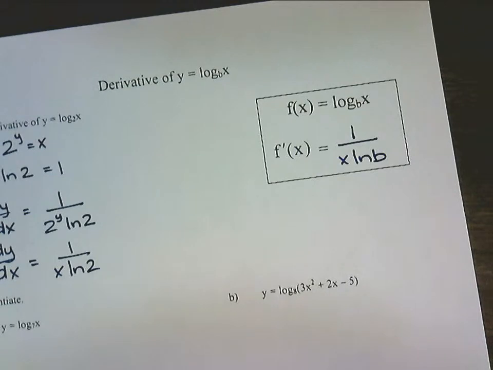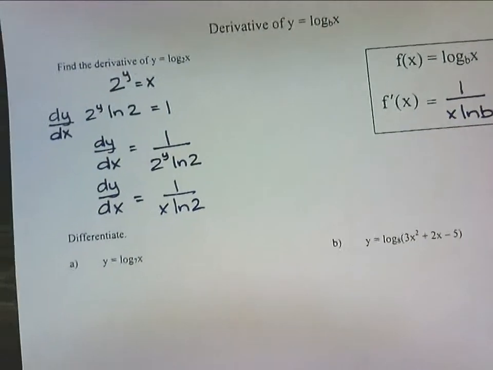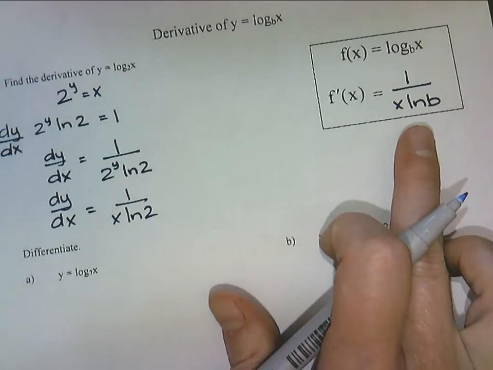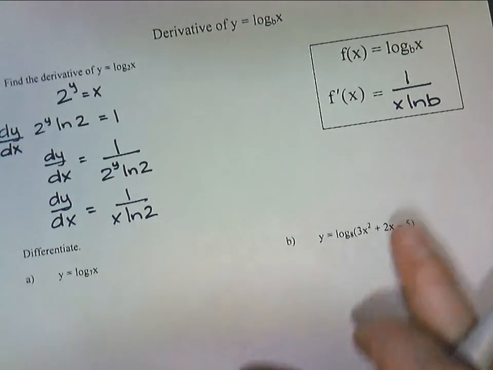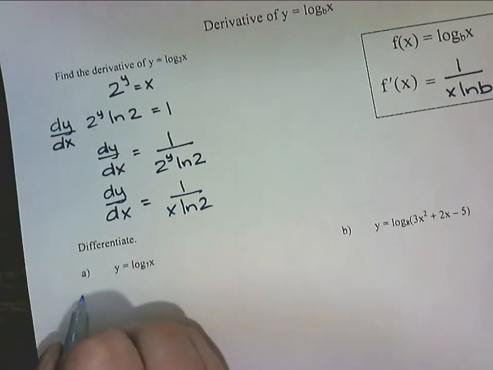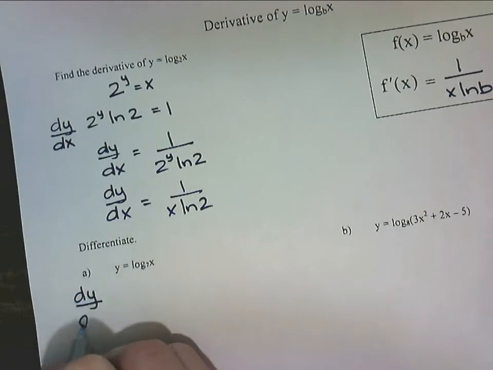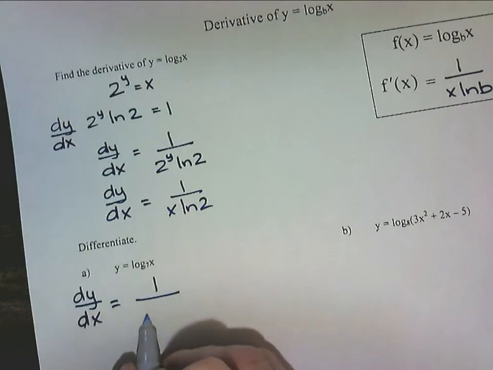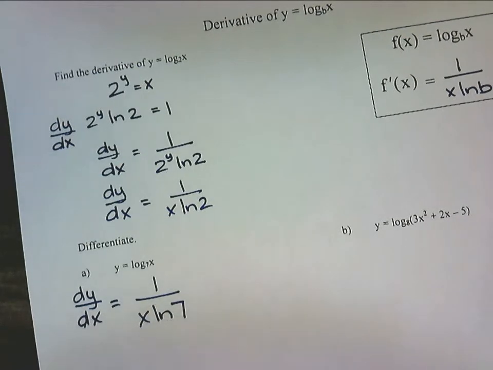Well, let's look at some examples to see how this might work. So I have log base 7 of x. So its derivative just follows straight from the rule. So dy by dx is equal to 1 over x ln 7.